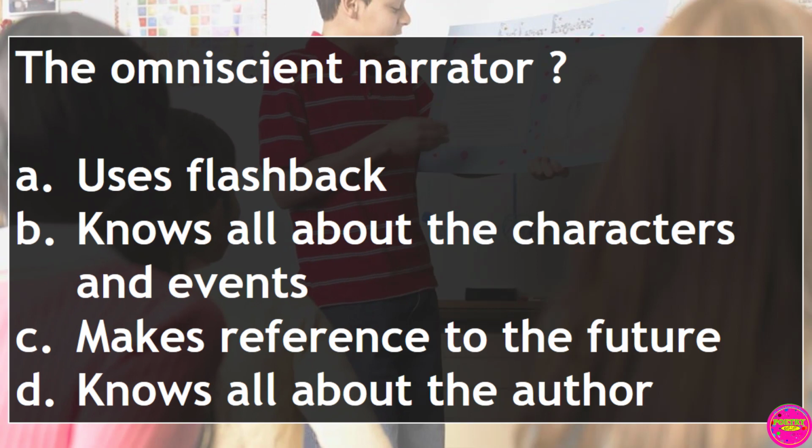The omniscient narrator A. uses flashback, B. knows all about the characters and events, C. makes reference to the future, D. knows all about the past. The correct answer to this question is B. Knows all about the characters and events.